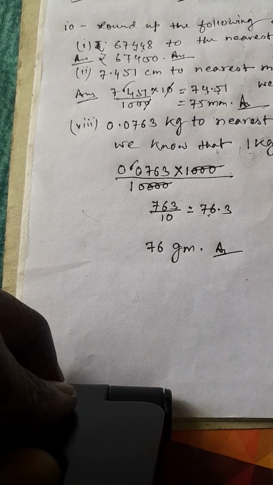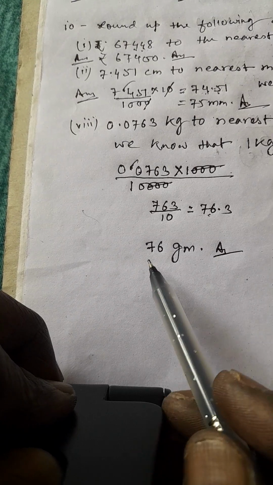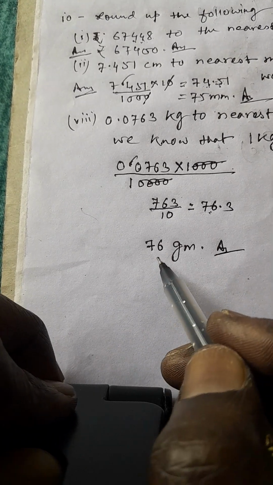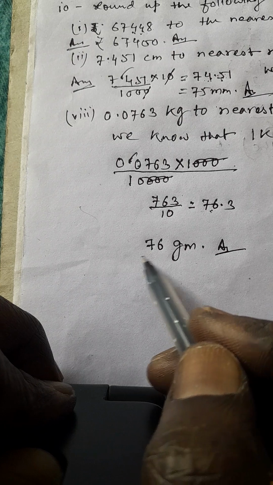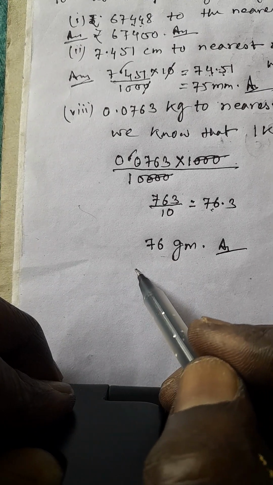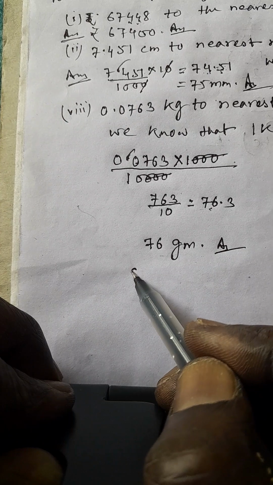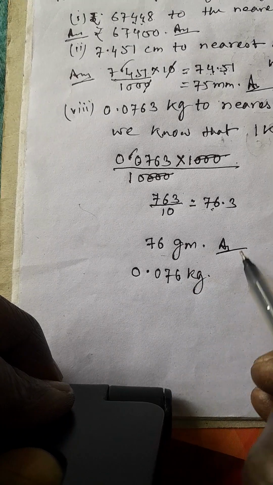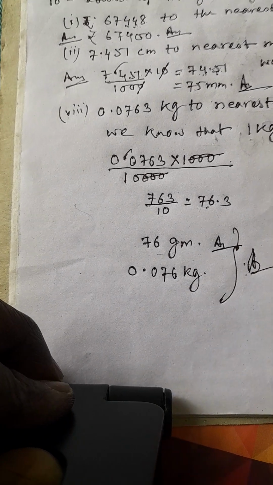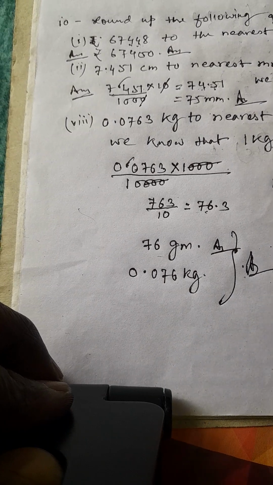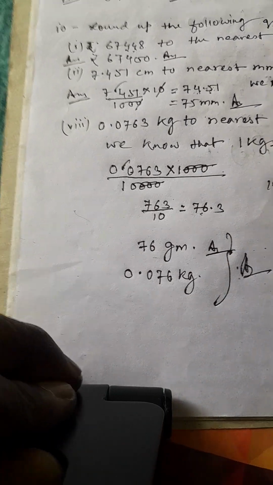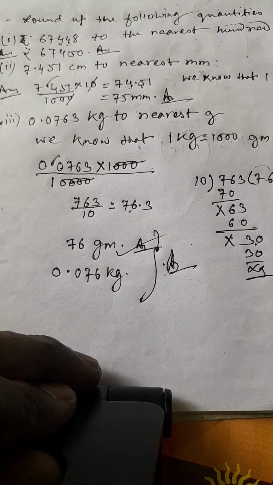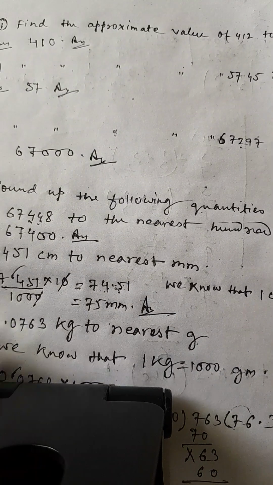If you want to convert it again into kilograms, then you have to divide by 1000, and then the value will be 0.076 kilogram. So you can write either this or this, but in the question we are asked to convert this into gram, nearest to gram, so we have to write this one. Okay, so in this way you have to do all the sums of this exercise.